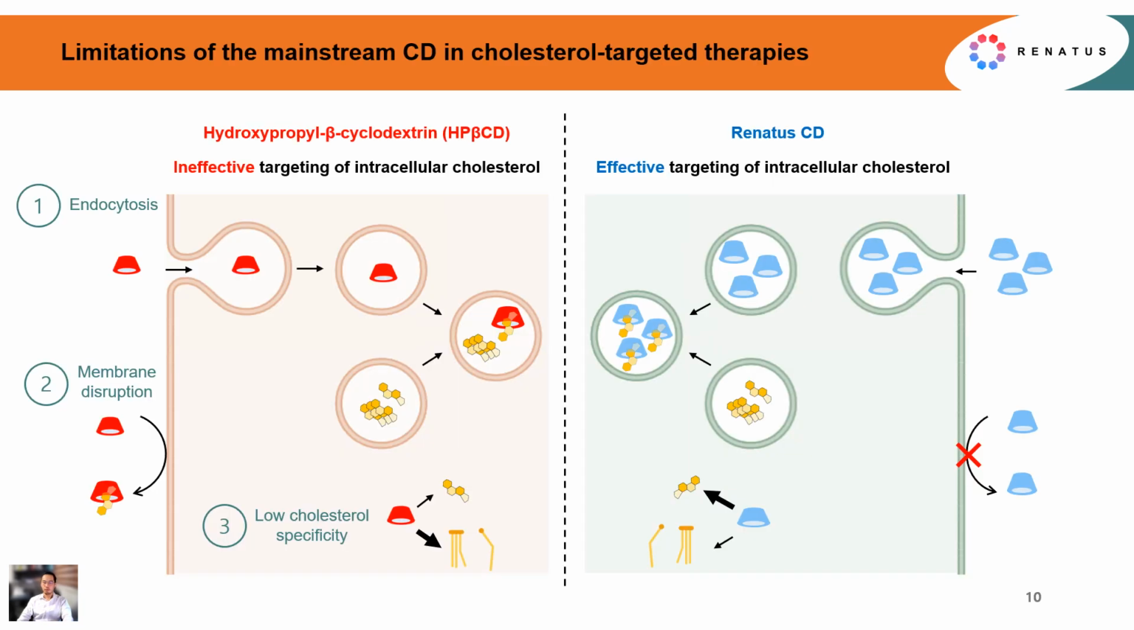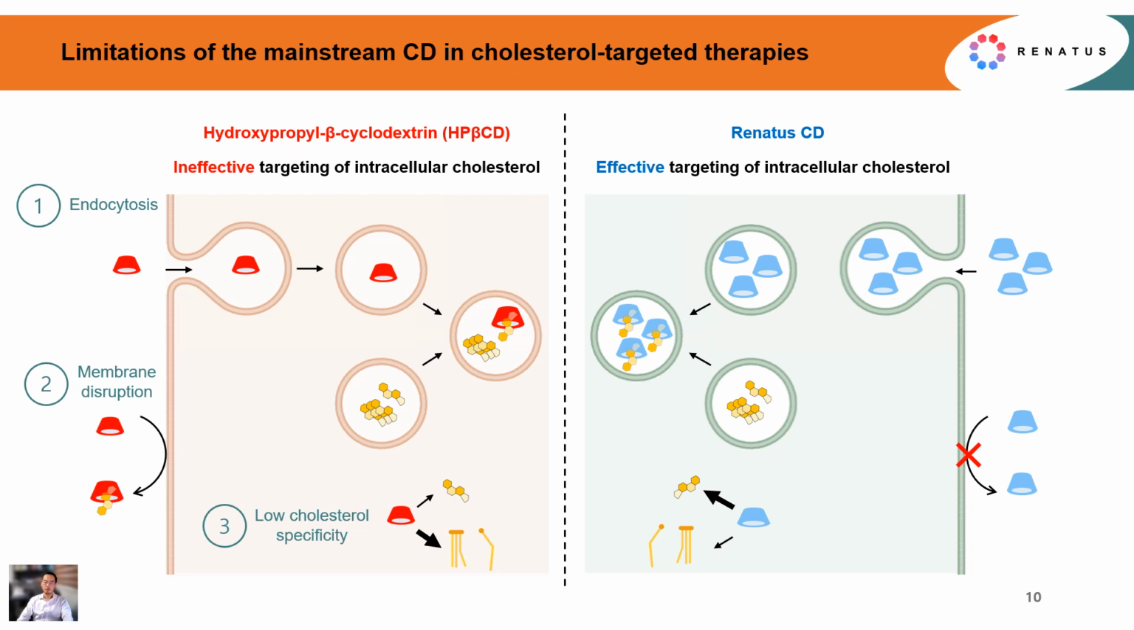Hydroxypropyl beta-cyclodextrin is the first-generation cyclodextrin to be used as a drug and is currently in clinical development for Niemann-Pick type C, Alzheimer's disease, and atherosclerosis. Its mechanism of action, as mentioned before, involves targeting intracellular cholesterol. However, it is known to target cell membrane cholesterol as well, which can disrupt the membrane structure and cause toxicity. Also, hydroxypropyl beta-cyclodextrin has a higher affinity for other lipids, such as fatty acids, than cholesterol. These factors show the limitations of the first-generation cyclodextrin.